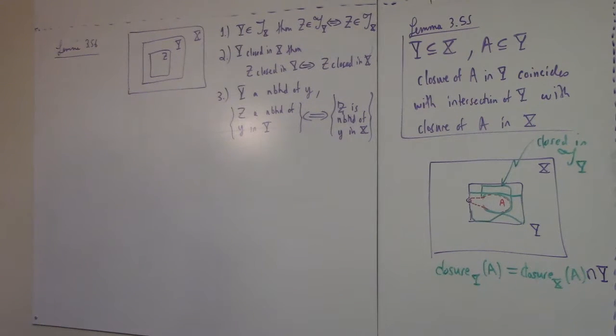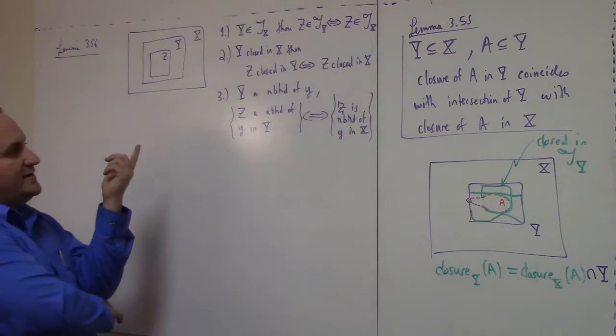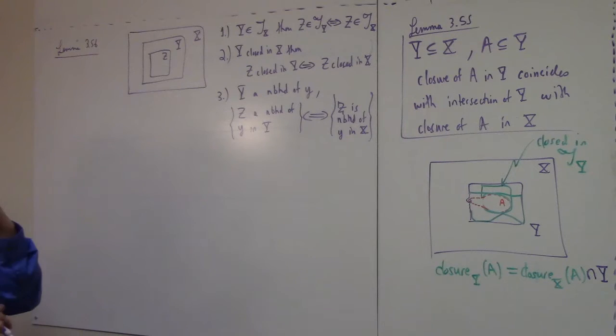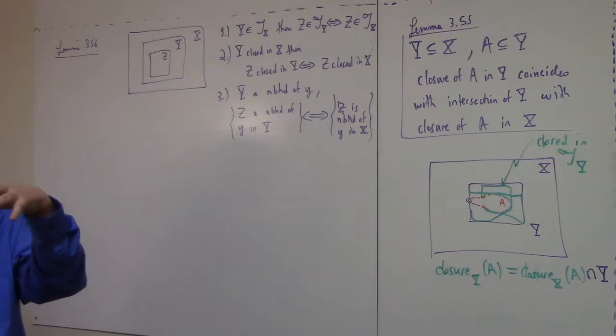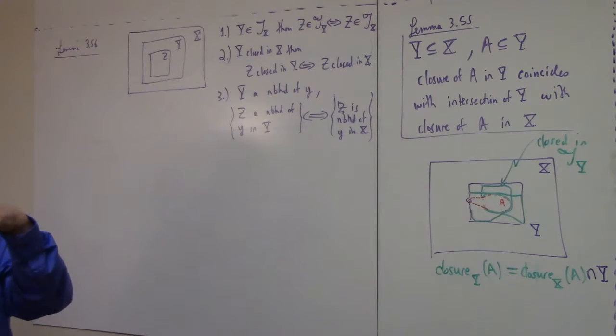What was a neighborhood of y? That means that there exists an open set containing y inside. So Y is a neighborhood of y means that there's some open set inside Y which is also containing the point little y.